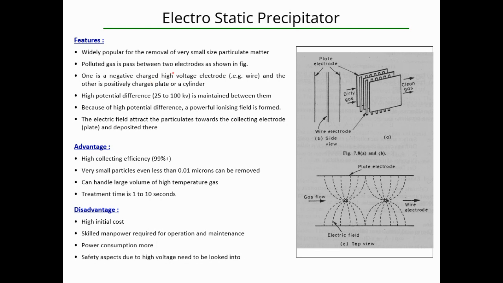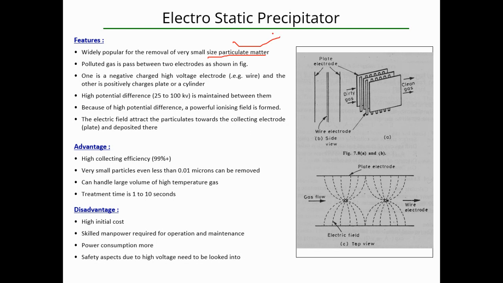So, what are the features of the electrostatic precipitator? These are mainly used in thermal power plants for cleaning the gas after combustion of the coal. What happens is that different types of coal ashes are there which can be charged particles, and they can be removed with the help of an electrostatic precipitator. It is widely popular for removing very small particle size matter.